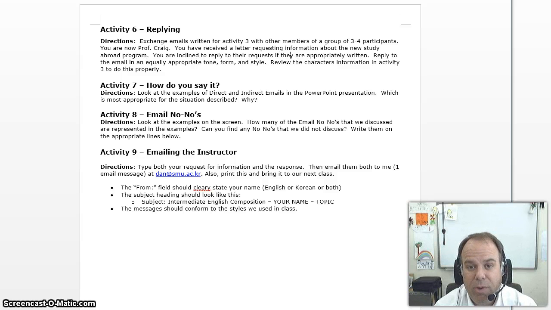Okay, so now you're going to write your reply. So take your original message that you made before, and you're going to now reply to it. And so you've received a letter requesting information about the new study abroad program. You are inclined to reply to the requests if they are appropriately written. I'm assuming they are. Reply to the email in an equally appropriate tone, form, and style. Review the characters, information, and activity 5, sorry it says 3 here, to do this properly. Okay? So consider the person who made the request and then reply appropriately to them. Alright? So pause the video until you're done doing that.